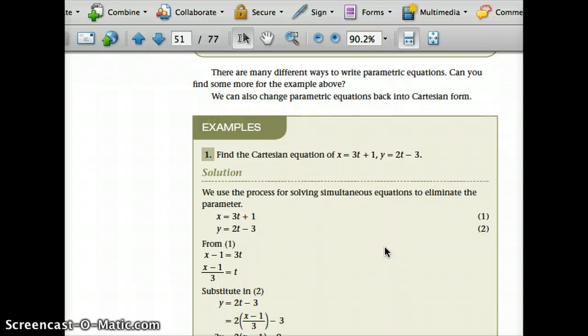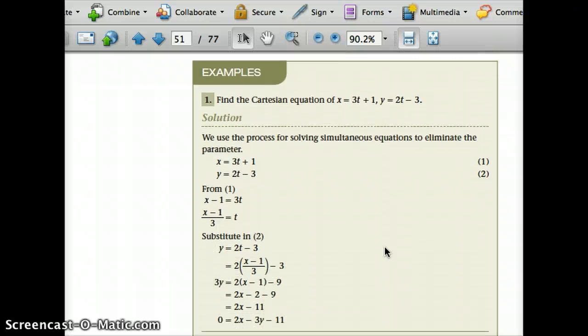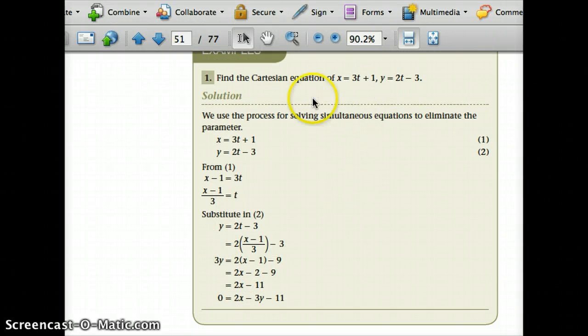Here's what you actually need to be able to do. Here I've got two equations. Find the Cartesian equation of x equals 3t plus 1, where the parameter is t, and y equals 2t minus 3. Now, to convert any parametric equation into a Cartesian equation, the golden rule, you've heard me say this before, is eliminate the t's. You have to eliminate the t's. Now the way you do it is like this.